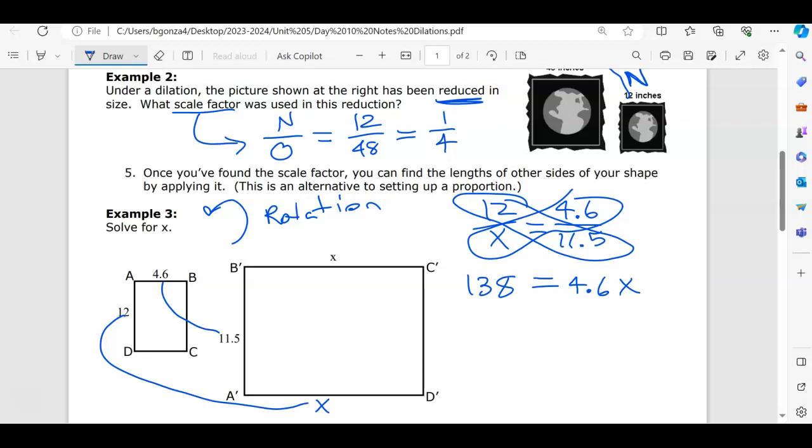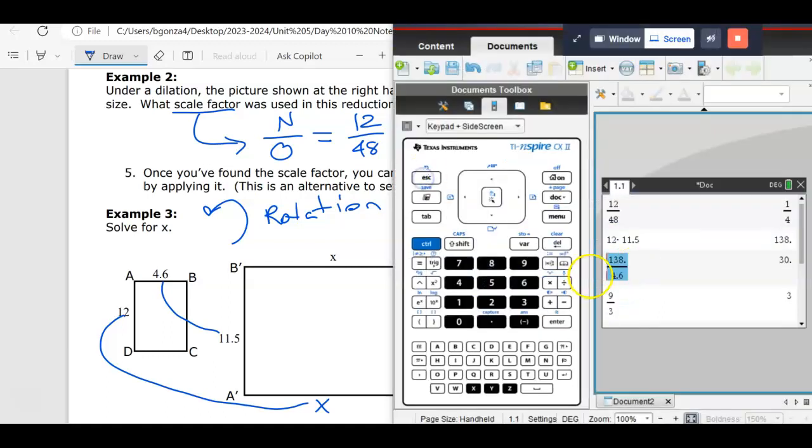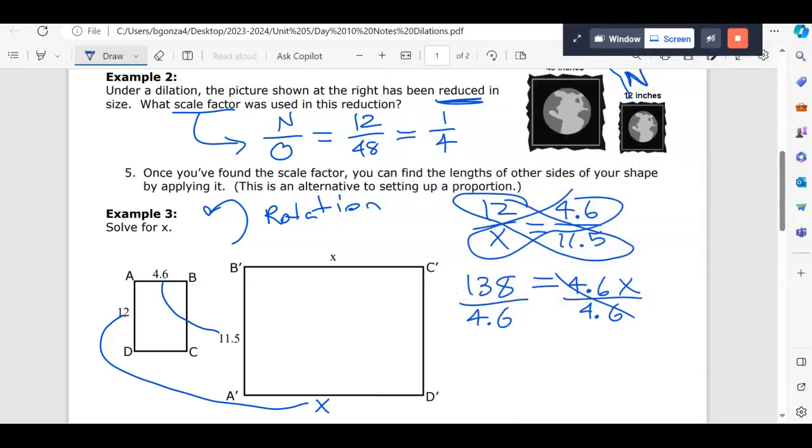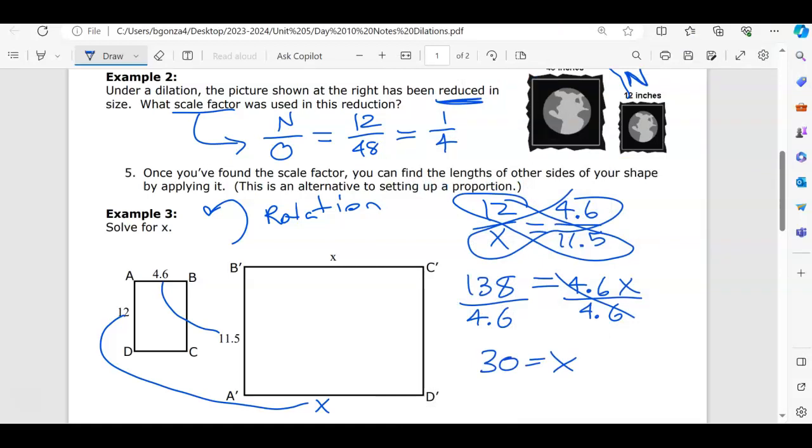Now, last step, to get rid of that coefficient 4.6, we have to divide by 4.6. All right, it is 30. Got that down, you can flip it over. Almost done, see?